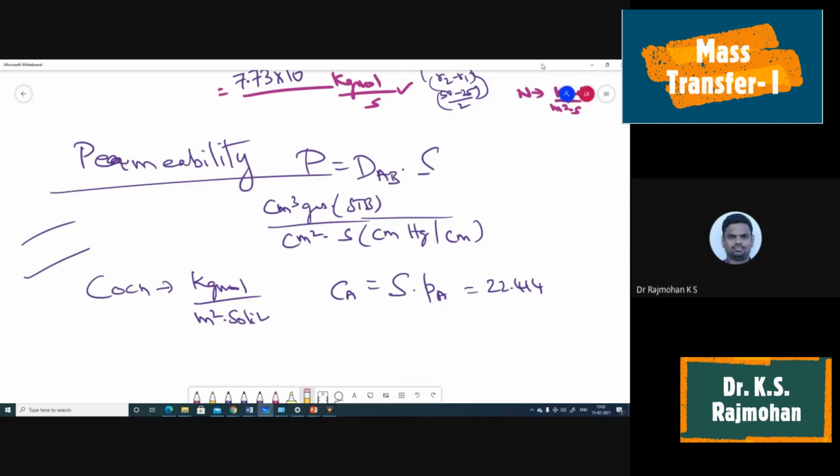Sir, what are we referring to as solubility? Solubility in the solid. Okay, solubility of gas in the solid. So it's like in the gas, and in the solid, how much it can contain. So that's relevant here. Okay. Solubility coefficient, it's not actually solubility. S is the solubility coefficient.